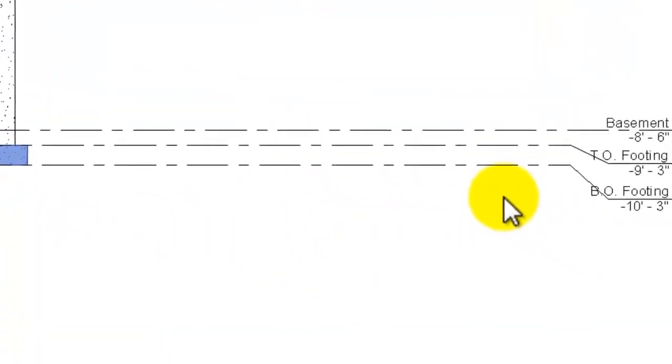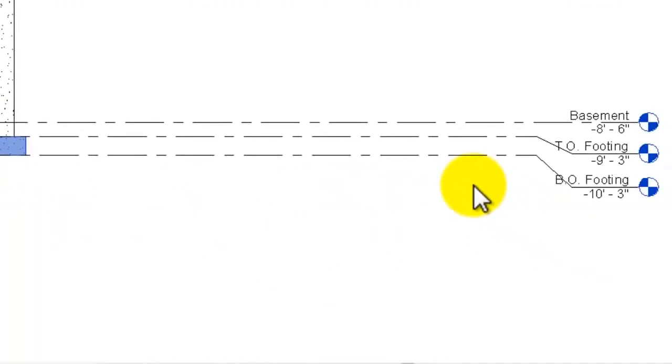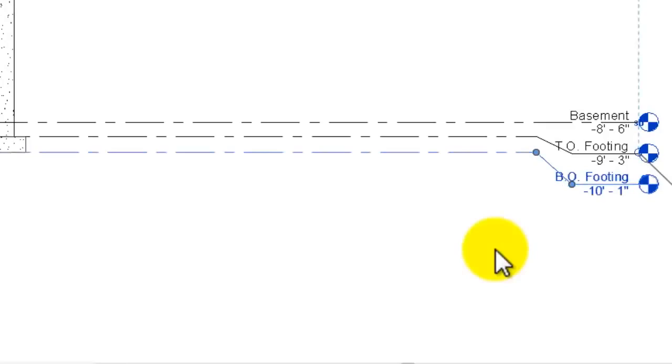There's my footing constrained to the top and the bottom of footing. So life is good. So I can do that same thing. If I want to make that thinner, I can change that dimension from -10'3" to -10'1". Notice I don't have to put in my foot and inch marks. Click enter and my footing moved with it.